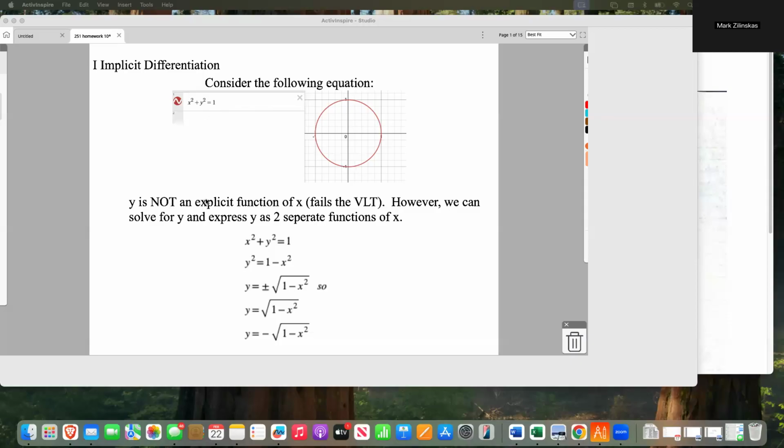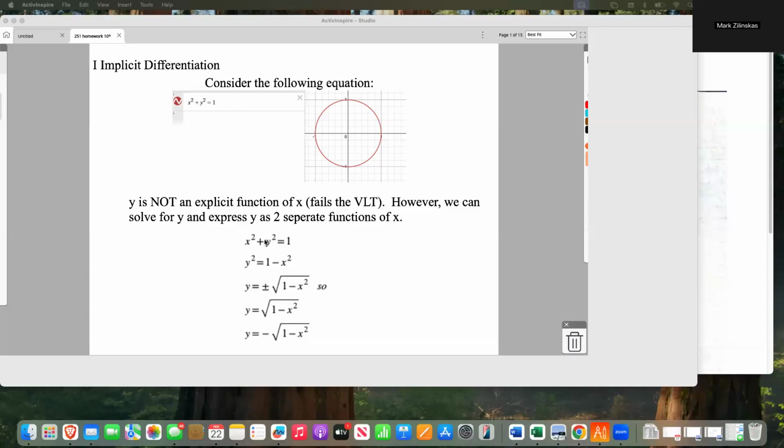y is not an explicit function of x. It's pretty obvious here that this graph does not pass the vertical line test, so I'm not dealing with a function with this equation. However, if I look at y, and it's not always possible or easy to do this, sometimes we get equations that are much more complex. That's why I had a simple example here.